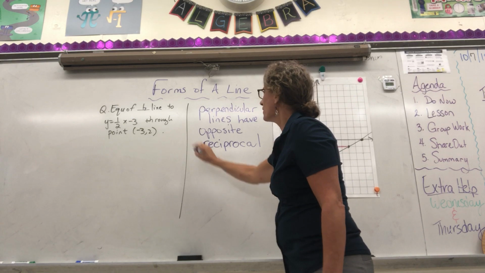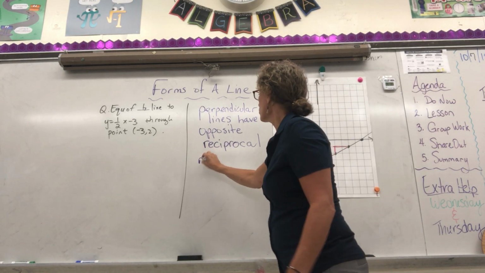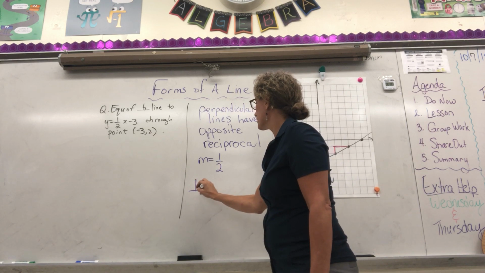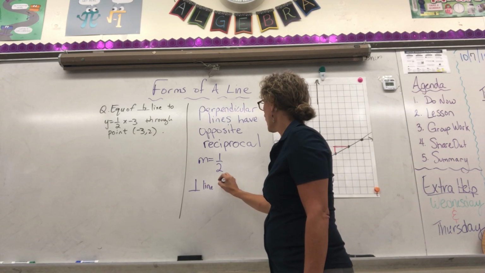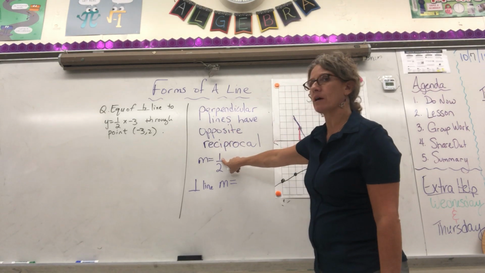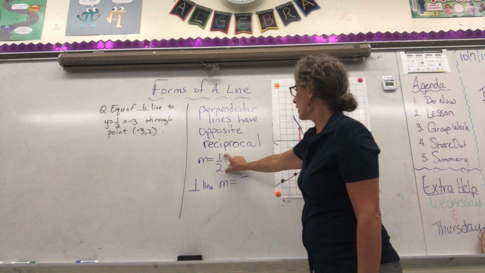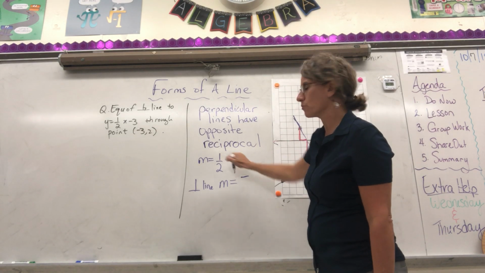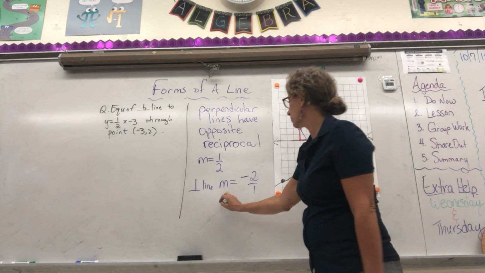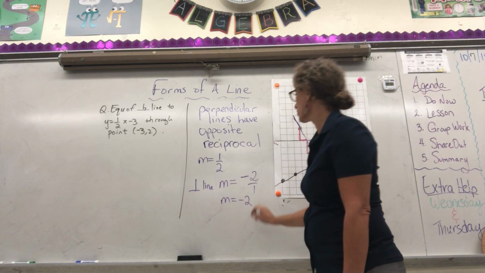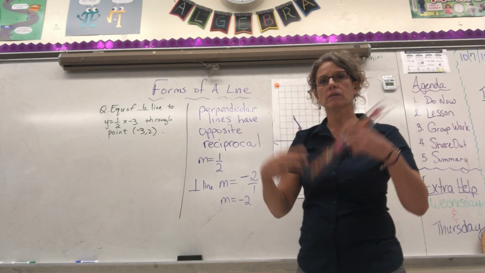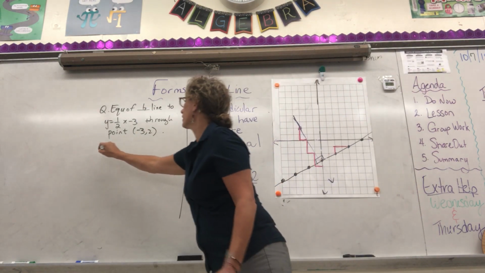So the original line has a slope of 1/2. So the perpendicular line will have a slope of opposite, meaning if it's positive, I need a negative, and the reciprocal of 1/2 is 2 over 1, or simply put, just m equals -2. Okay, I have the slope, I have a point, I have a point slope formula.